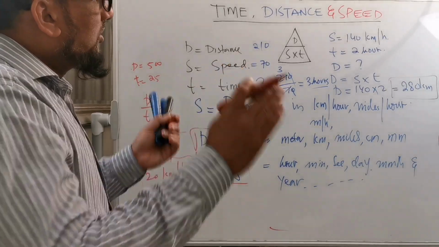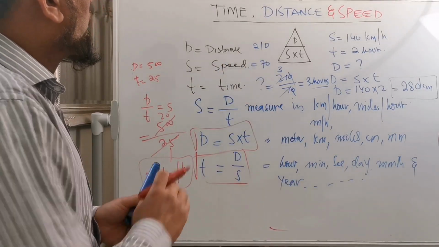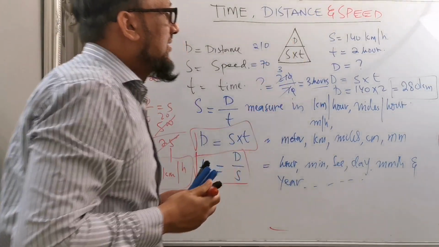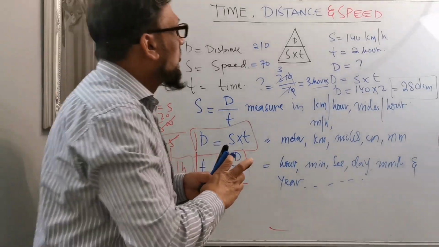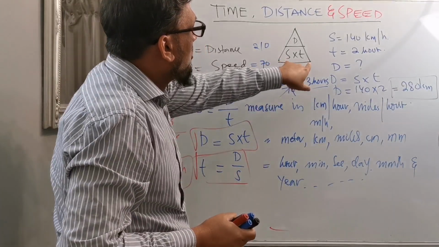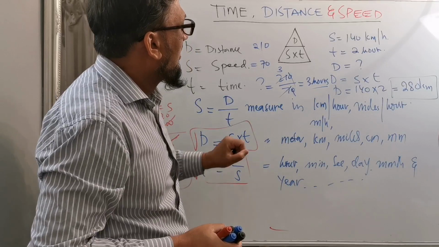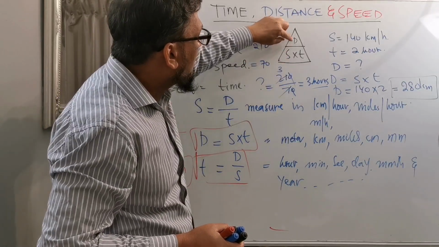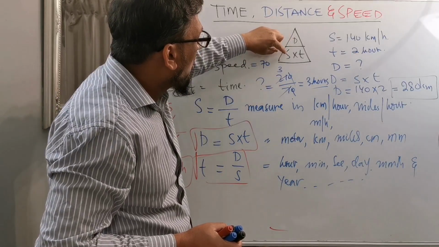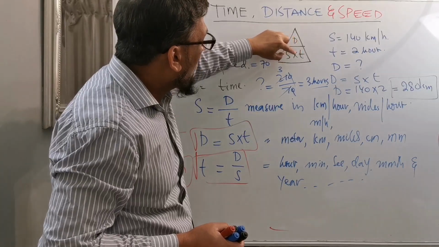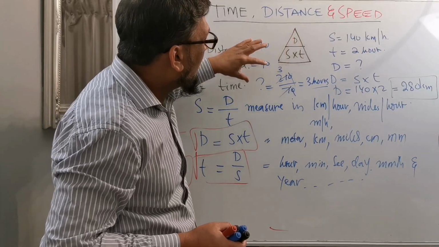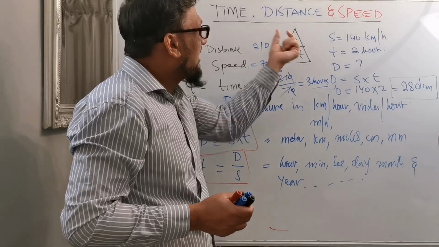So I just summarize time, distance and speed. If we know any two variables, either D and S, or D and T, or S and T, you can easily work out the third variable.